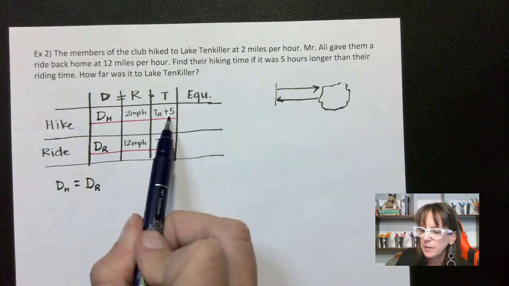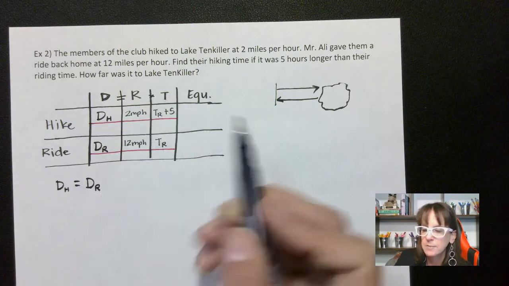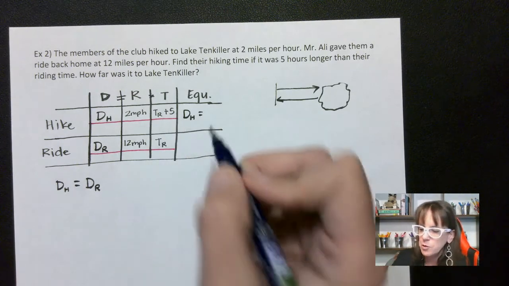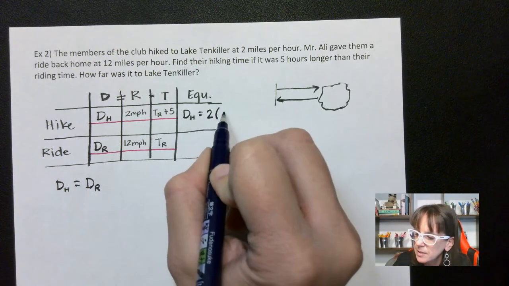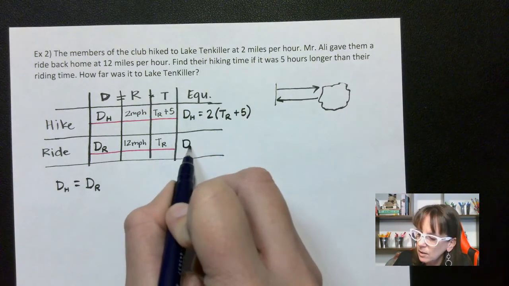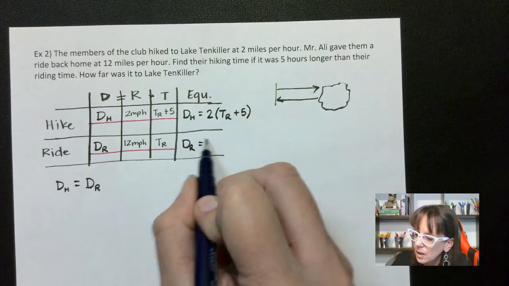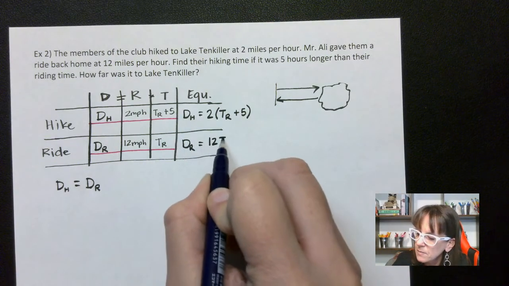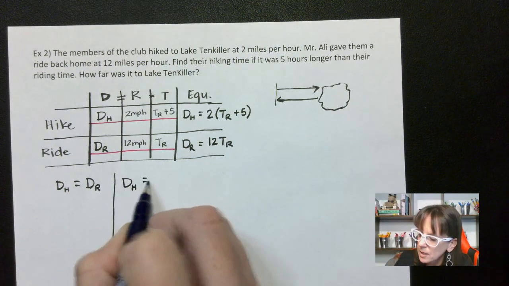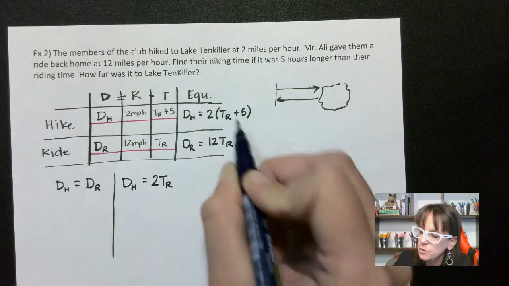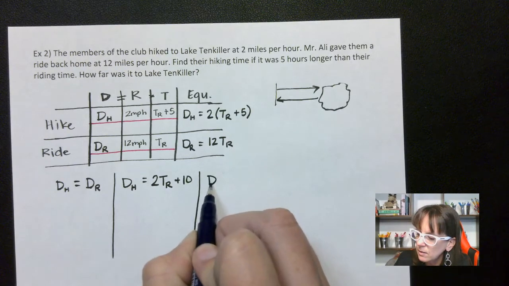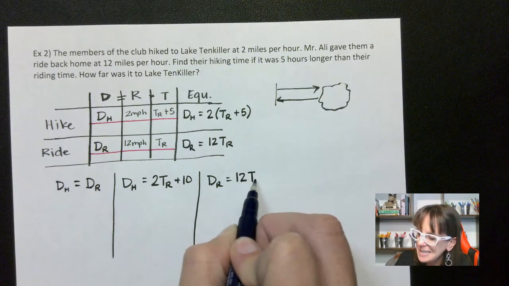Distance hiking equals the distance riding. Now, taking a look at our information, remember our equation is distance equals rate times time. So DH equals, and if you have addition or subtraction, we put it in parentheses, 2 times (TR plus 5). DR equals 12 times TR. Okay, let's write those down. We have DH equals 2TR, and I'm distributing as I do this, so I get plus 10. And then DR equals 12TR.